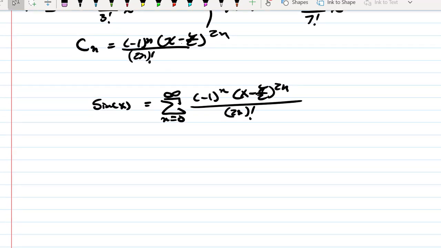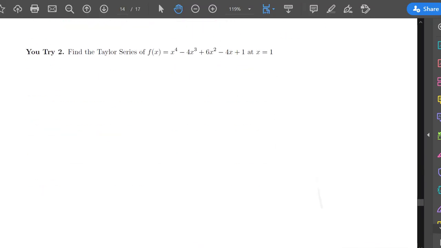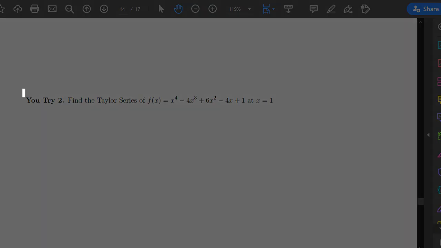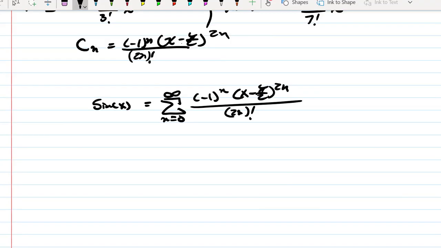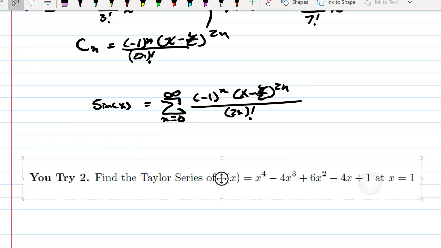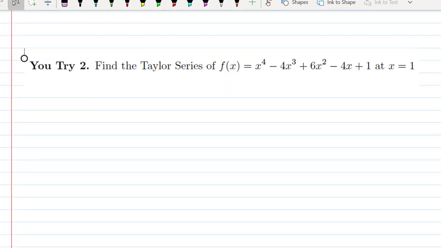All right, so the next one is a you-try for you guys. Go ahead and find the Taylor series for f of x equals x to the 4th minus 4x cubed plus 6x squared minus 4x plus 1 at x equals 1.